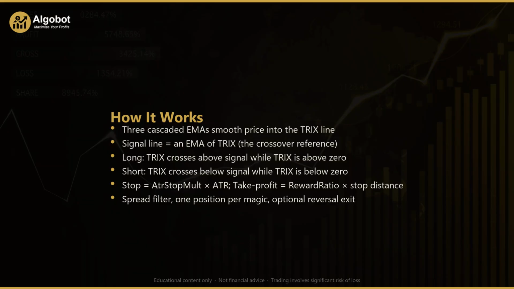For a short, the mirror applies. TRIX must cross below its signal line, and at that moment TRIX must already be below zero. So momentum is turning down inside a down regime.